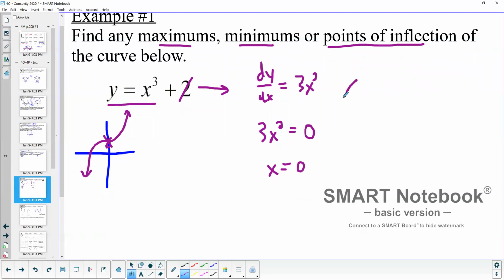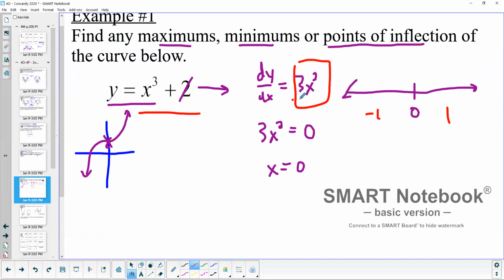And then from there, you create your number line, and you place the 0 on it. And then we test values on either side. So I'm just going to pick -1 and +1. And be careful here. Make sure you're testing these values in the first derivative. We're not plugging them into the original function because we want to know what is the slope of the tangent at these given points. And if you've already watched the 4M video, you know that I don't really care about the number. I just care about whether it's positive or negative.